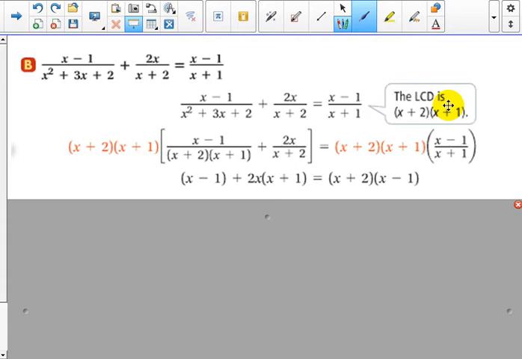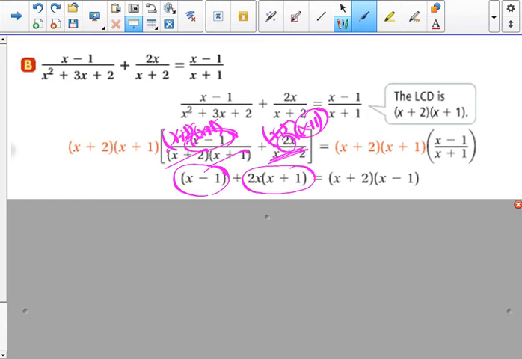So when they multiply this one times x plus 2 times x plus 1, and you already have an x minus 1, and then again you're going to do x plus 2 times x plus 1 here. So what cancels out? Your x plus 2's and your x plus 1. And you're left with that 1 x minus 1 in the first term. In the second term, we can only factor out an x plus 2. So we're left with 2x times x plus 1.